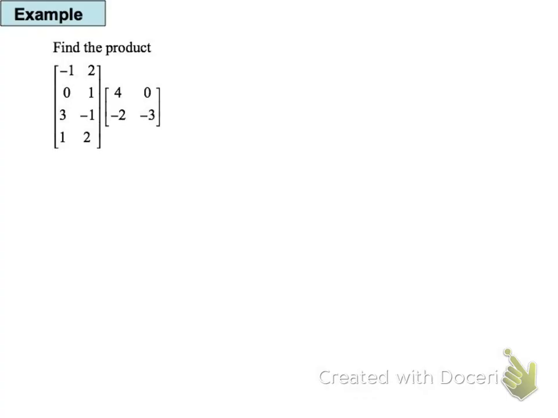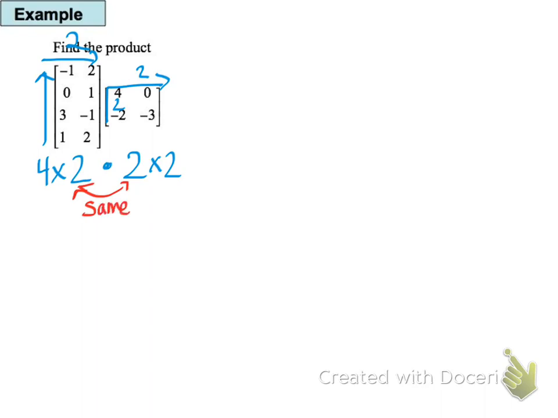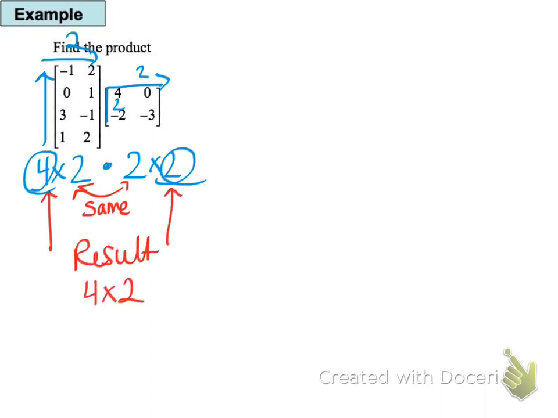We're finding the product. So let's first look at the order, the sizes of these matrices. The first matrix is 4 by 2, row by column, so 4 rows, 2 columns. The second matrix is 2 by 2, and we're multiplying the two matrices together. Notice how those inner pieces, the number of columns in matrix 1 and the number of rows in matrix 2, are equal. They have to be. Second thing you should notice is that the outside terms will be your resultant size. So my resulting matrix will be a 4 by 2, meaning 4 rows, 2 columns.